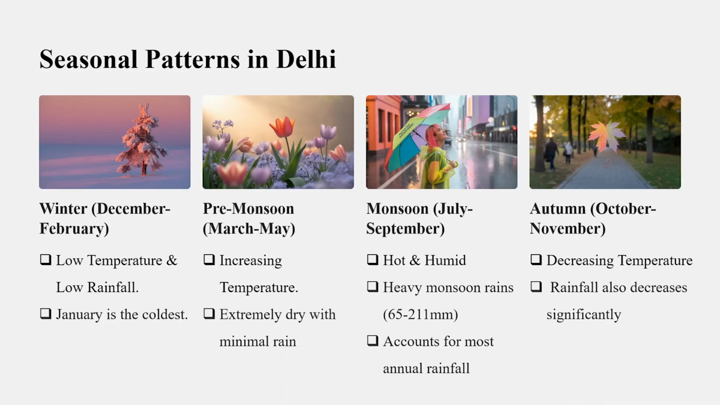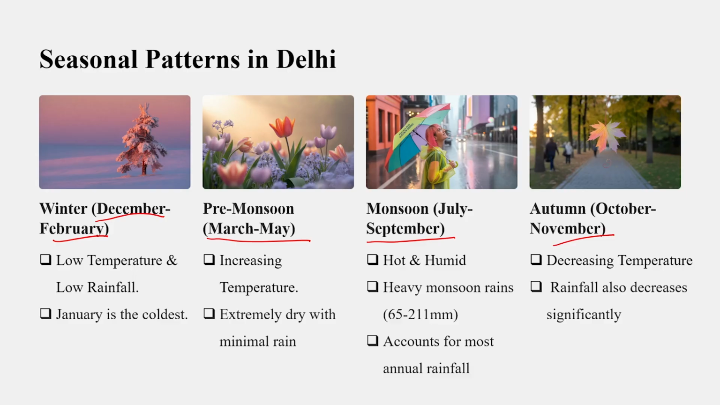This is the interpretation of Delhi, where winter is from December to January, February is pre-monsoon, or you can say summer season is from March to May, and the monsoon period is from July to September. After that we have autumn, October and November, where temperature is decreasing. Now we understand what a Hyther graph is and how to create it.